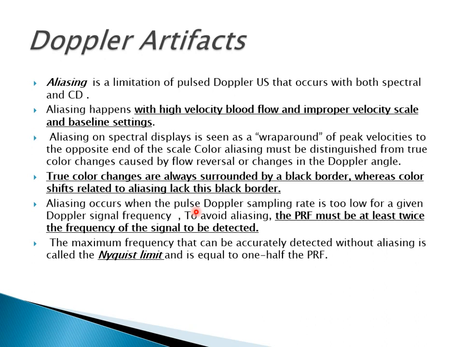Aliasing occurs when the pulse Doppler sample rate is too low for a given Doppler signal frequency. To avoid this, the PRF, which is on the machine, must be at least twice the frequency of the sound to be detected. The maximum frequency that can be accurately detected without aliasing is called the Nyquist limit and is equal to half of the PRF.